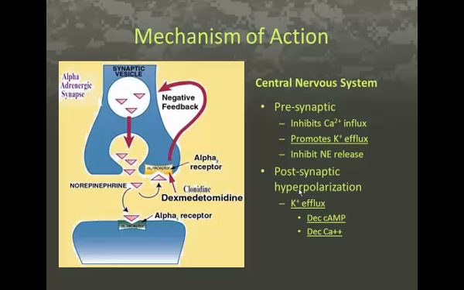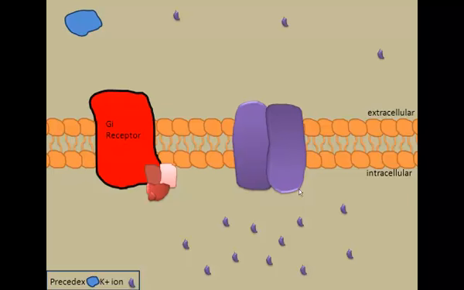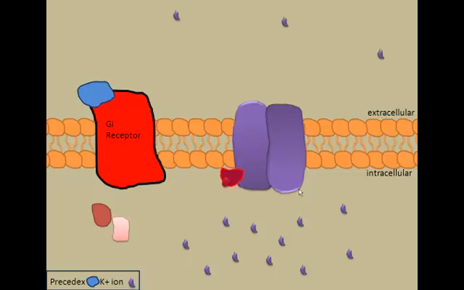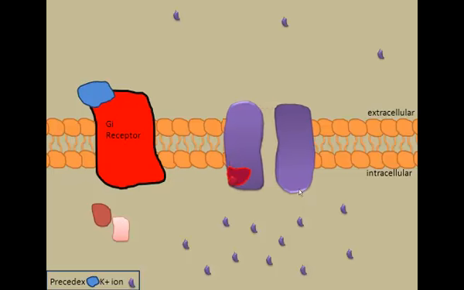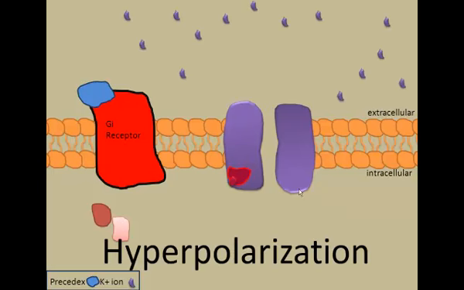In the central nervous system, it can act both pre- and postsynaptically to hyperpolarize the neurons, mainly by promoting potassium efflux, which in turn inhibits excitatory neurotransmitter release and thus results in sedation. This schematic shows Precedex binding to the Gi protein receptor, causing potassium efflux and resulting in cell hyperpolarization.